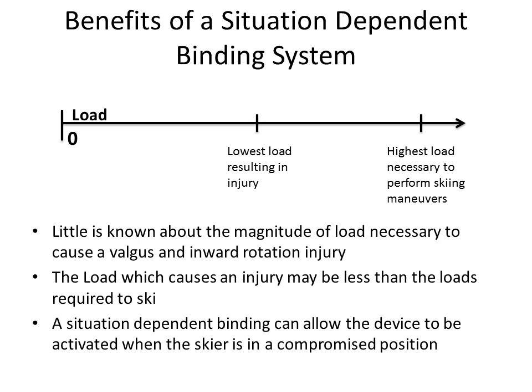If we create a situation-dependent binding, we can allow the binding to only activate if the skier is in a compromised position. Thus, we're allowing all control loads to be transmitted from the skier to the ski without transferring any injurious loads from the ski to the skier, even if the loads required for skiing are higher than the loads required for injury.